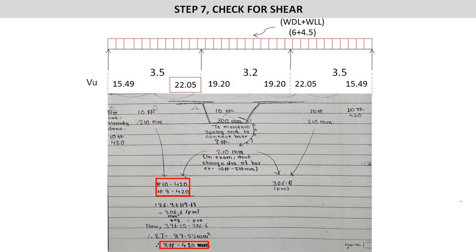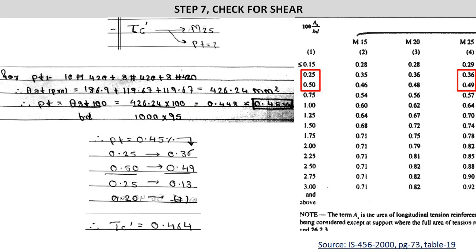So like this we have found the values of VU at these supports, depending upon the values of coefficient of live load and dead load. At this support it is maximum, so this value will be used in the further calculation. Next we will check the shear. We have to calculate tau C dash.